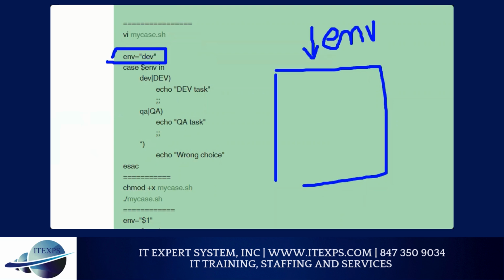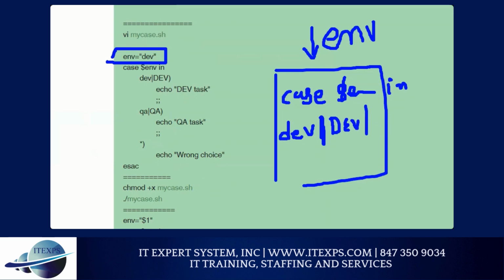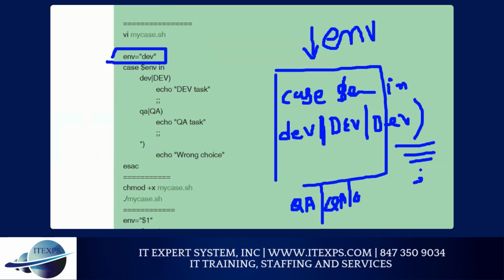Dev. In this, we are saying case, you are passing environment. So the environment is $env, we are passing in, and then we are saying if it is a lowercase dev, or capital D. What if it was mixed? Then you can say or D capital. You can do as many or you can, and then parenthesis, and then do whatever you want to, and then semicolon. Same thing you can do for QA, capital QA, lowercase QA, right? Mixed case QA, like that.